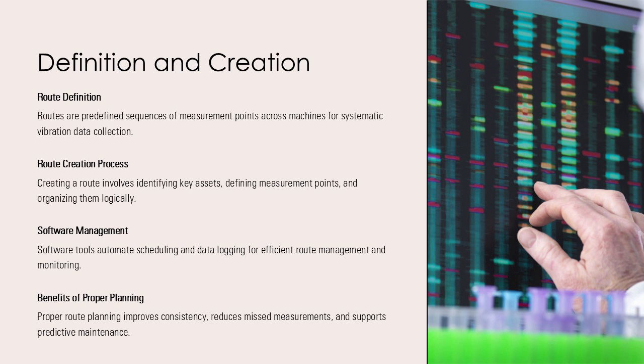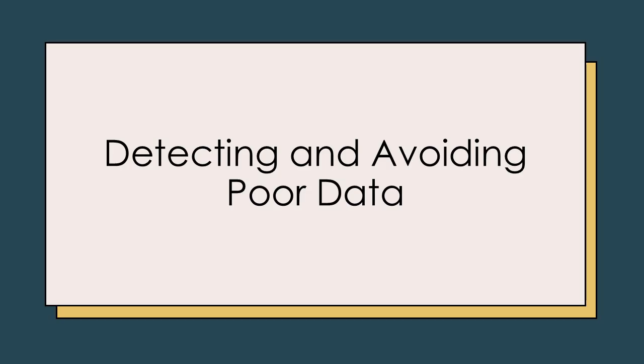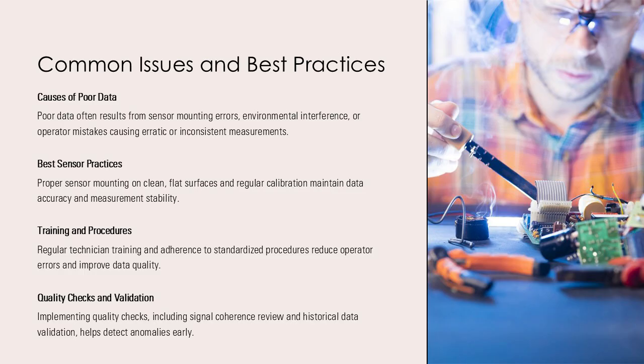Proper route planning improves consistency, reduces missed measurements, and supports trend analysis for predictive maintenance. Common issues and best practices, detecting and avoiding poor data. Poor data can result from incorrect sensor mounting, environmental interference, or operator error. Common indicators include erratic readings, unexpected spikes, or inconsistent trends.